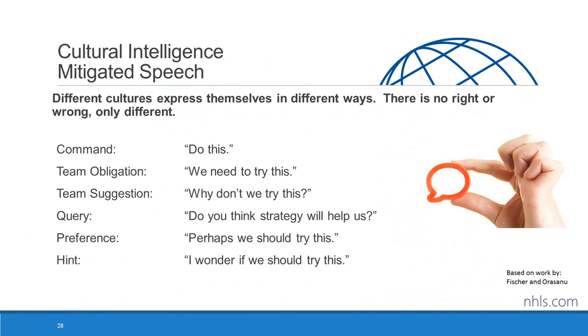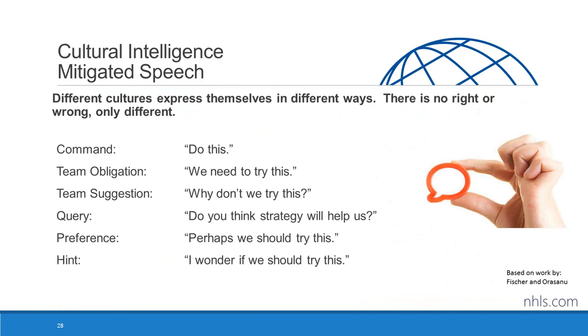What are they really saying? Do this. Or the third one, I'll go with the second one, team obligation. We need to try this. Groups that are very much into collectivism, as shown on the previous slide, would be much more likely to say, we need to try this. Why? Because they're looking at it from the team and the group as opposed to the individual.